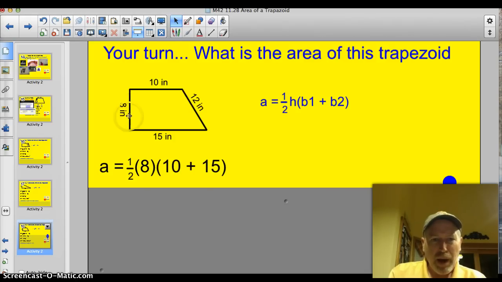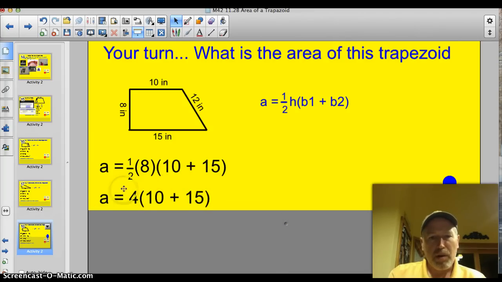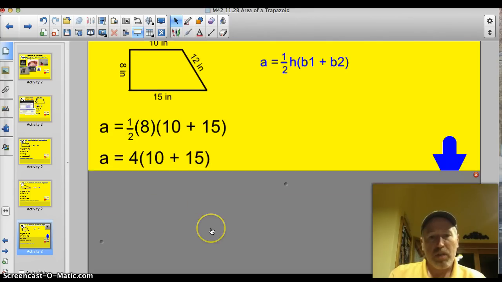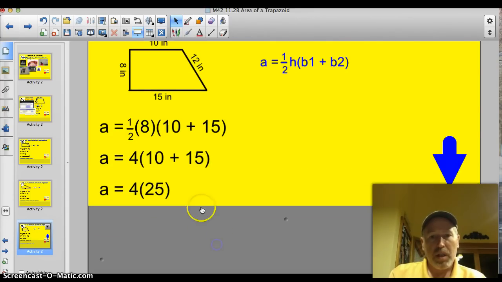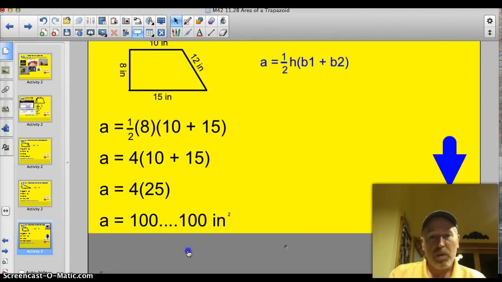We have 8 inches for the height, base 1, base 2. Those are the 3 measurements we need. So don't be distracted. Let's stay here. Let's keep working. So 1/2 of 8 is 4. We had 10 plus 15 as my bases. I'm going to solve those next. That's pretty simple. 10 plus 15 is 25. So I got 4 times 25. I know that. That's 100.